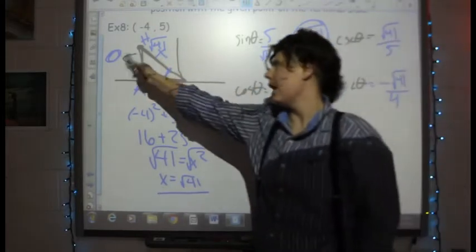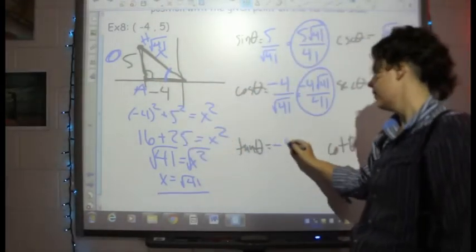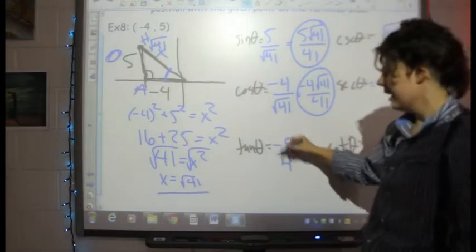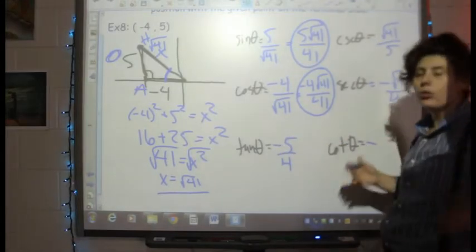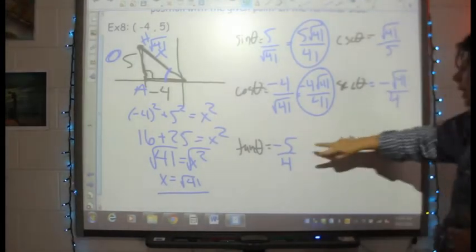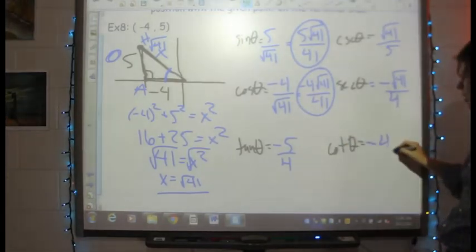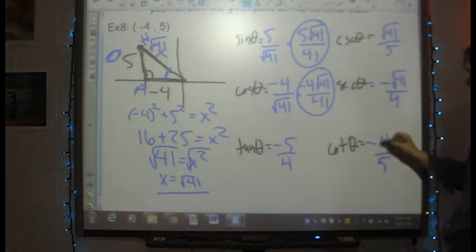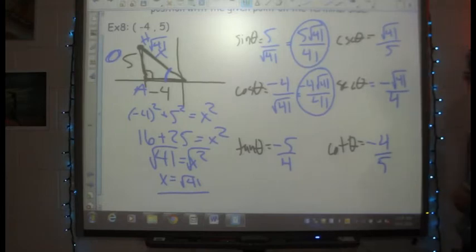For tangent, we have opposite over adjacent, so that gives me 5 over -4. Again, I like to put the negative on top. You can put it wherever you want. We can go ahead and flip it over to get its reciprocal here. So we have 4 over 5. Again, I already knew it was going to be negative. That negative sign is already there.